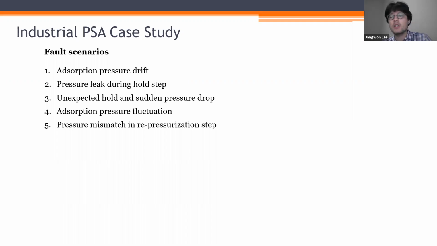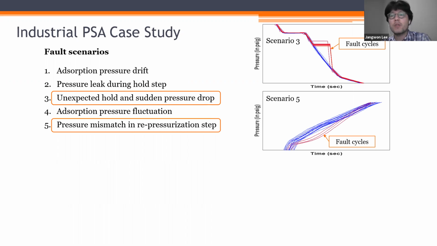Due to time limitation, I will introduce the third and fifth fault scenarios. The third fault scenario is an unexpected hold and sudden pressure drop. At the equalization step, pressure keeps decreasing, but when the operation is out of control, we can observe the unexpected hold and then the pressure sharply drops. The fifth scenario is a pressure mismatch in the repressurization step. During the repressurization step, the pressure of the 40th cycle does not follow the normal cycle trajectory.